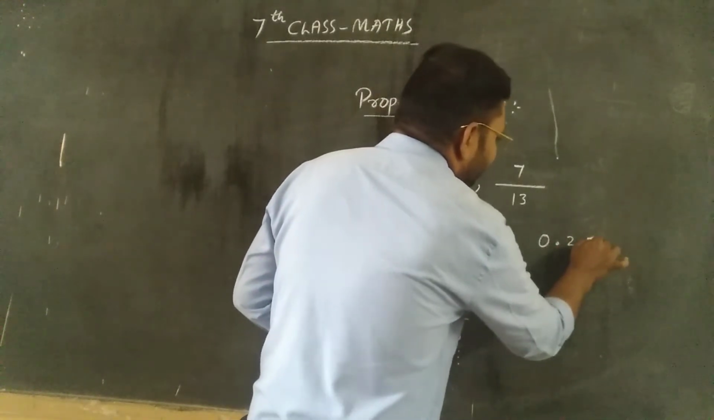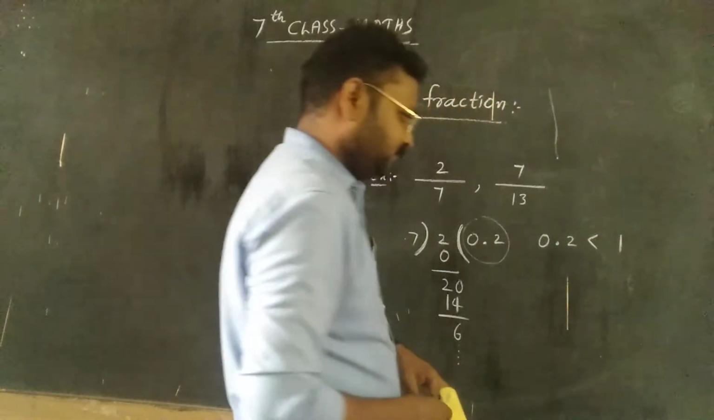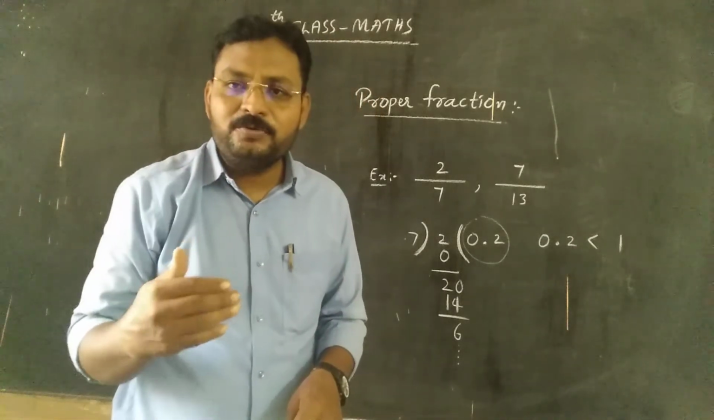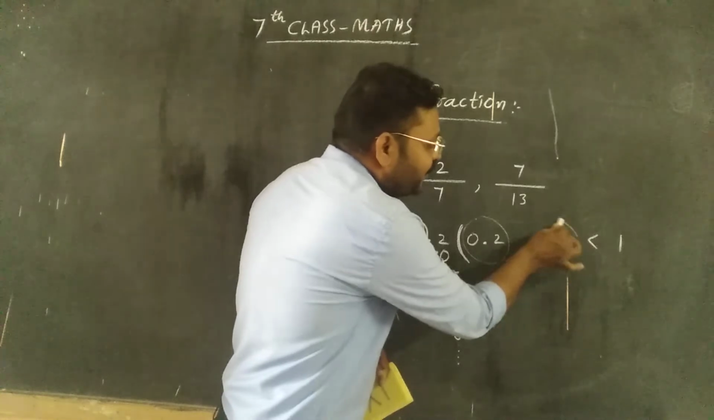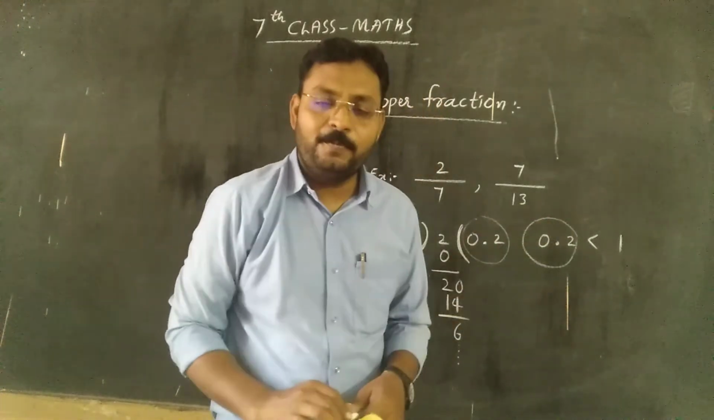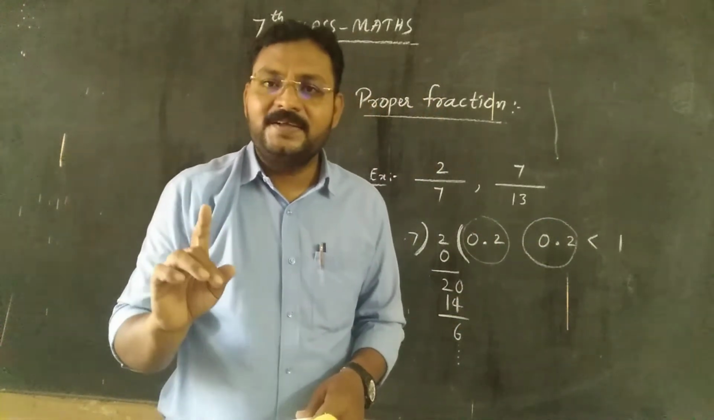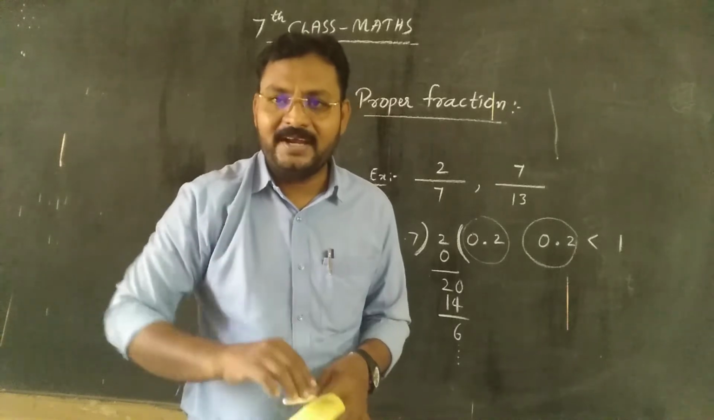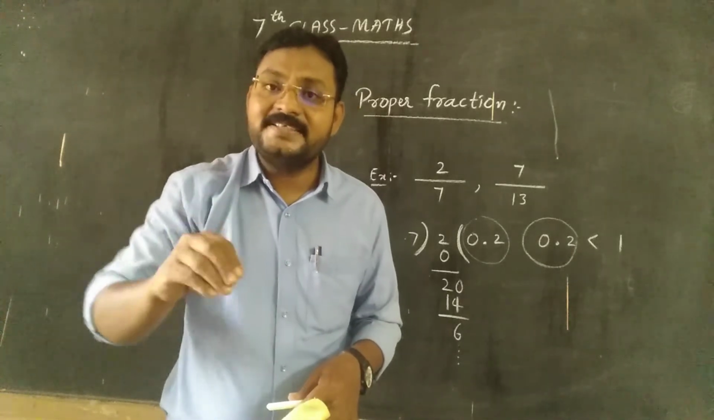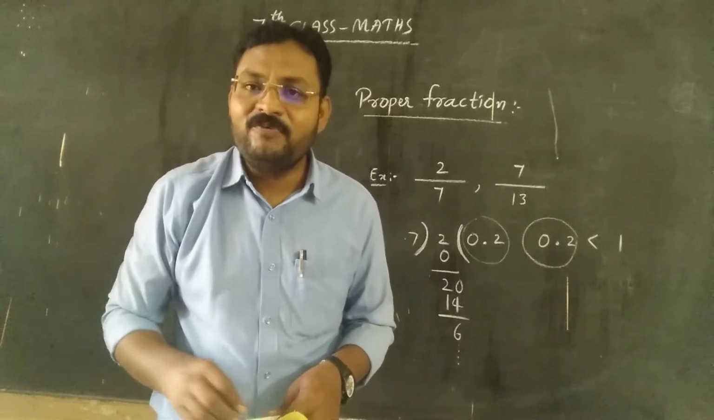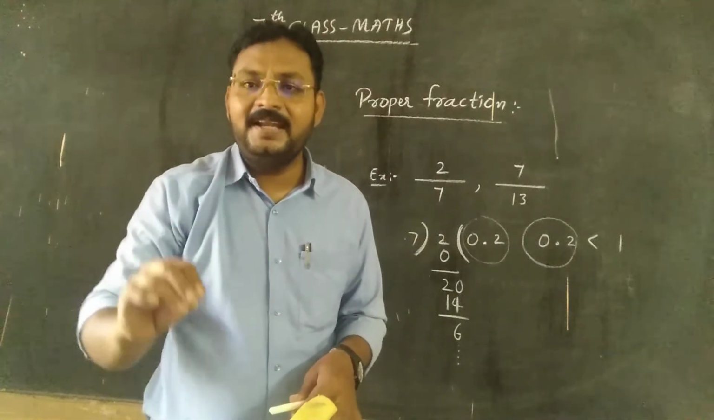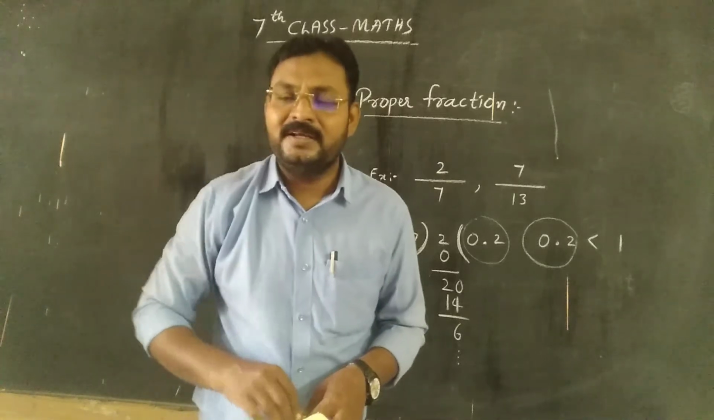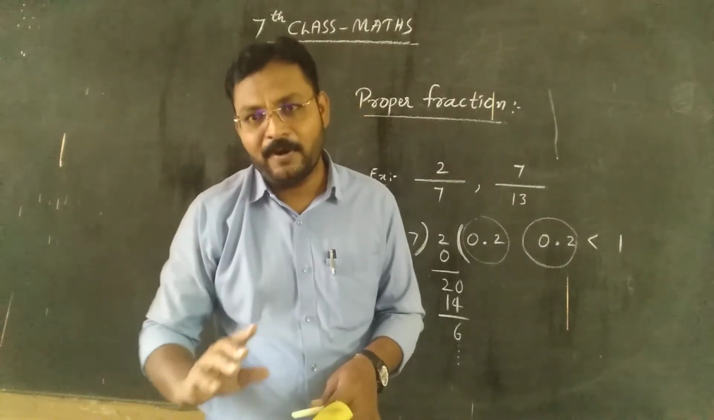0.2 is less than 1. So what I am going to say here is the value of a proper fraction. 0.2 is the value of a proper fraction. The value of a proper fraction is always less than 1. Keep remembering, this is the most important point.